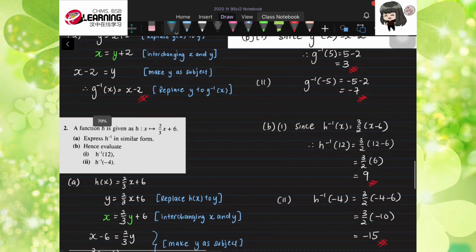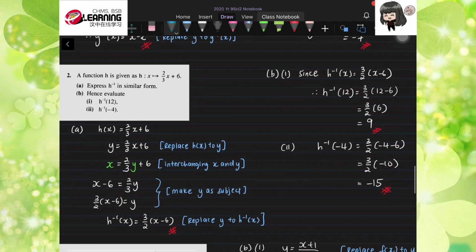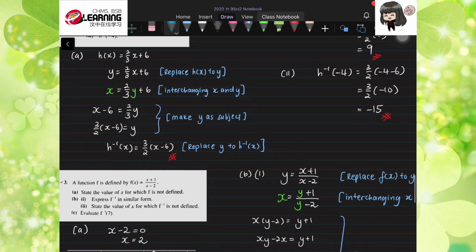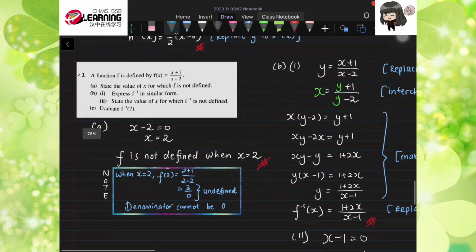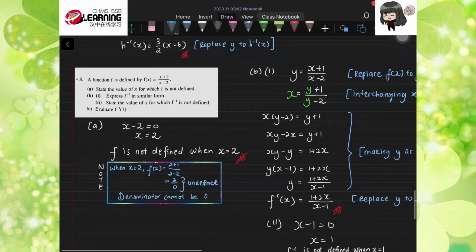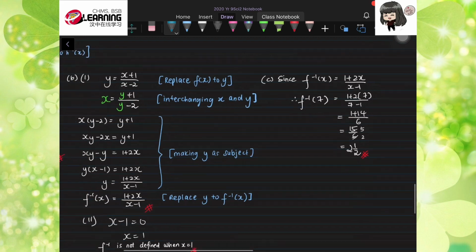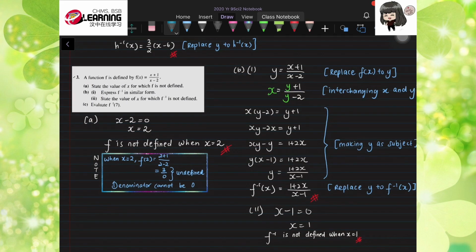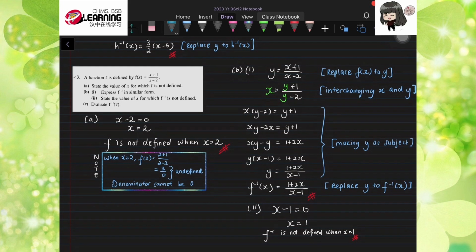Question number 2. Please don't hesitate to ask me questions if you have any doubt or any steps that you don't understand. You can always text me. This is the answer for question number 2AB, and this is the answer for question number 3. You can always go back and watch lesson 9 again to get clearer information or clearer steps or solutions that you need.